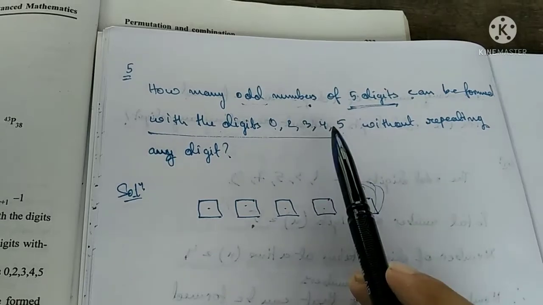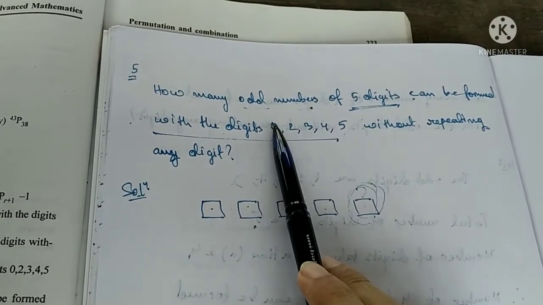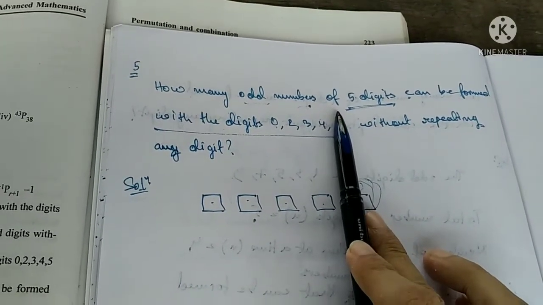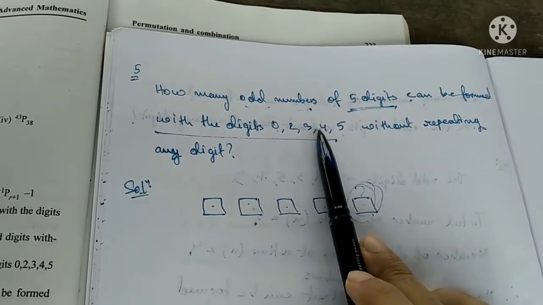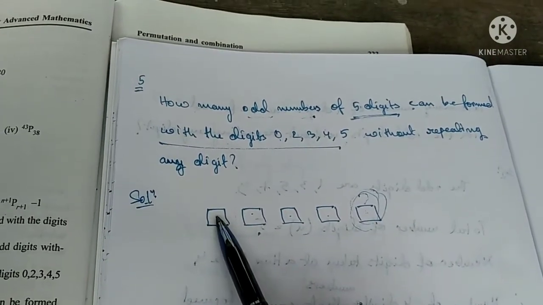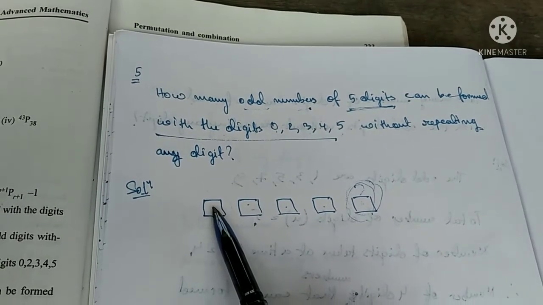So the first place can be arranged in how many ways? Available digits, how many are there? 3 there. Yes or no? Because 0 I cannot put in the first place, and out of these 4 digits, one of the digits will go to the last place. So now how many available digits will be left? 3 will be left. So the first place can be arranged in 3 ways.